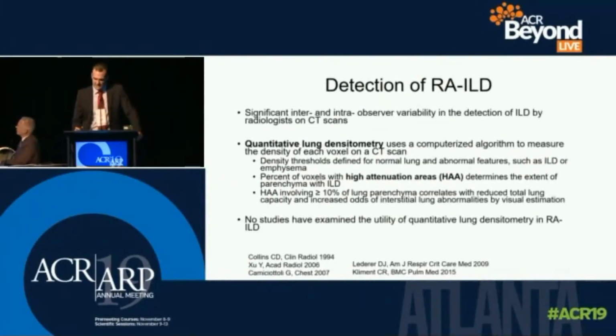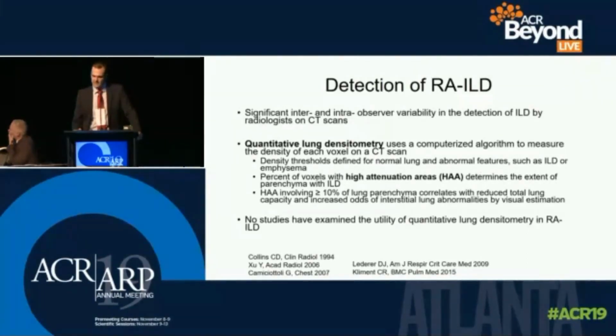Adding to this complexity, there is significant inter-observer and intra-observer variability in the detection of ILD by radiologists, which makes it more difficult to study the disease. Quantitative lung densitometry is a novel technique used in ILD research that utilizes a computerized algorithm to measure the density of the lung parenchyma. It's thought to be more accurate than the human eye, especially when assessing subclinical mild ILD.